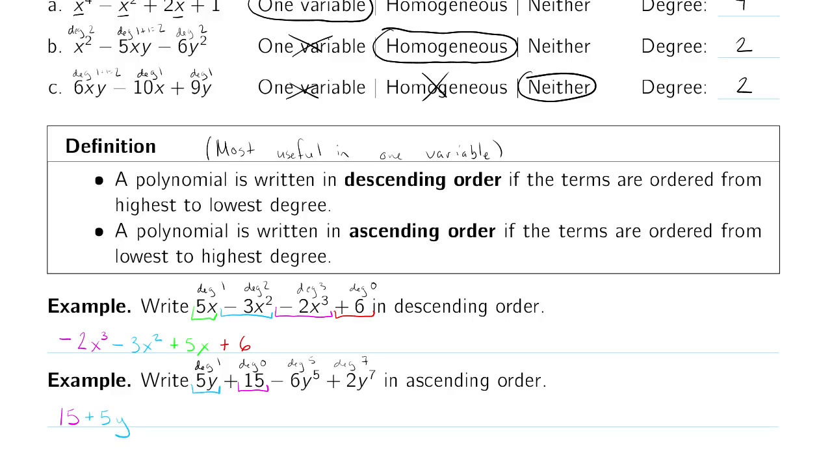And then we don't have a term of degree 2, 3, 4. Next we want our degree 5 term, minus 6y to the 5th. And then we don't have a degree 6 term, so last we'll have our degree 7 term, plus 2y to the 7th. So that's ascending order, lowest degree to highest degree.